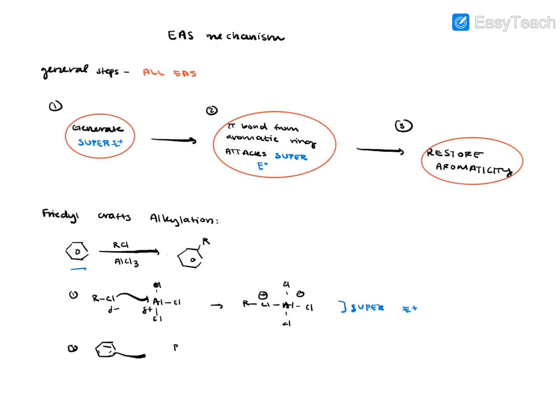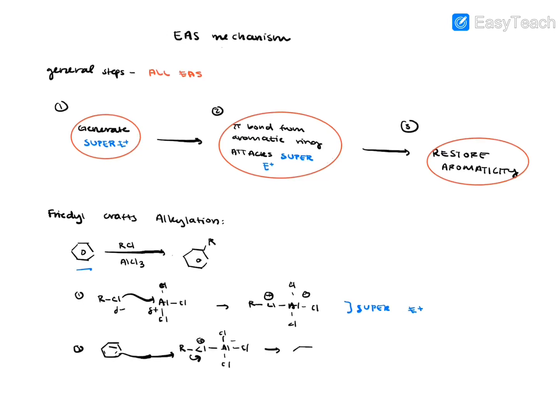So I'll redraw our complex here. And something interesting happens. If you notice, we're actually going to be attacking the R instead of the chlorine. And the reason for this is that our chlorine is going to be much happier if it just gets its lone pairs back. So by the pi bond attacking the R, the chlorine is going to get its lone pairs back, and now it's going to be really stable again. So this will give us a hydrogen right there, and there's a positive charge on that carbon.